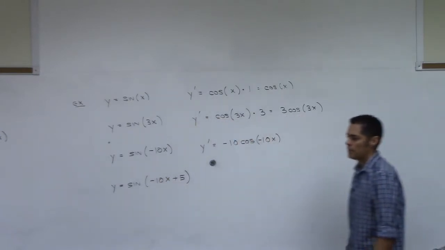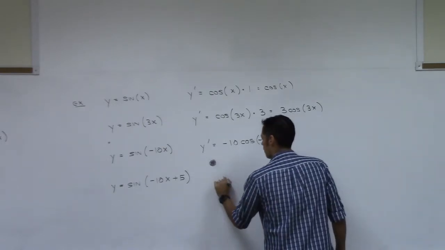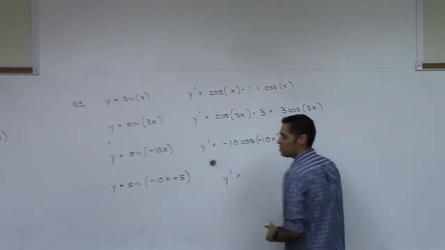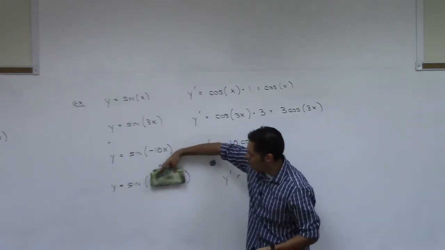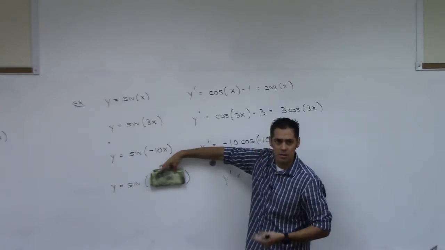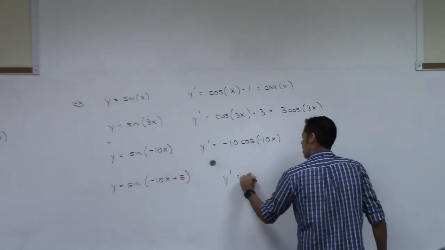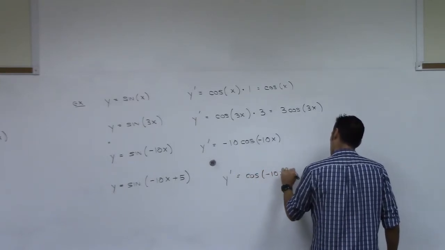I've tweaked it a little bit. Okay, so let's start with the chain rule. We're going to be taking the derivative of sine of this rag, right? The derivative of sine of that rag is cosine of that rag. So we get cosine of all that junk in there, negative 10x plus 5.